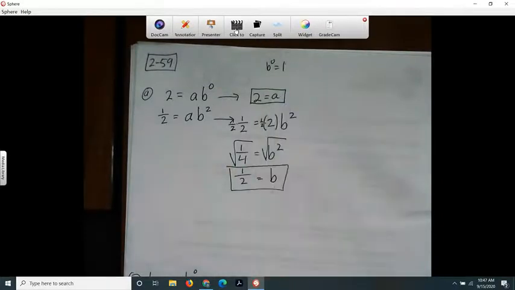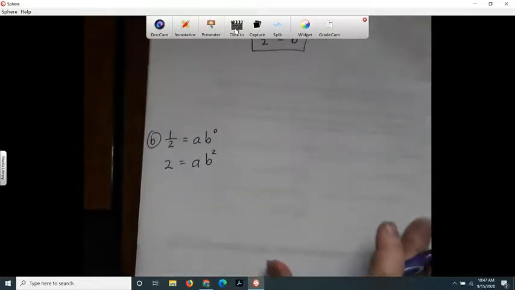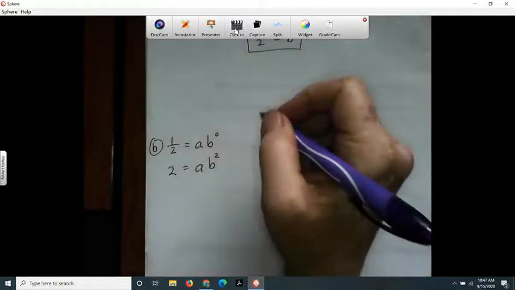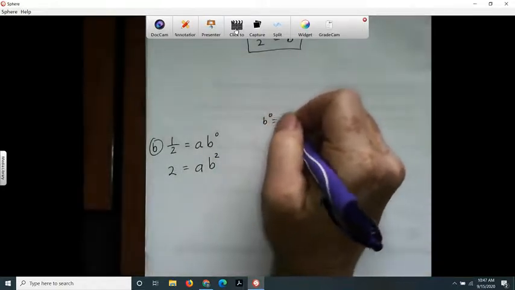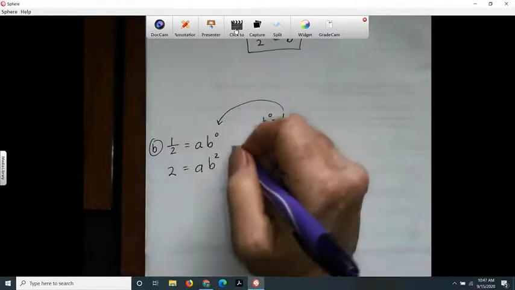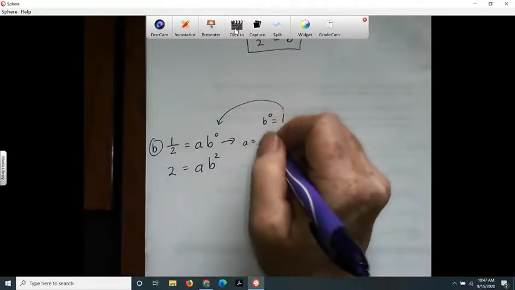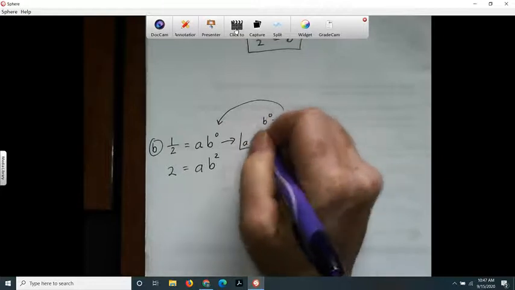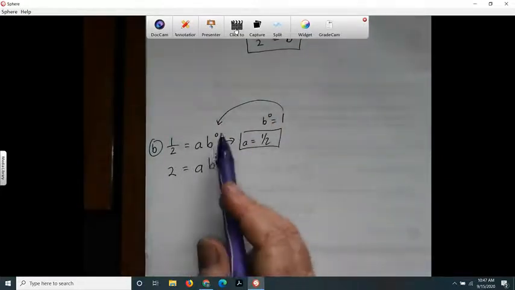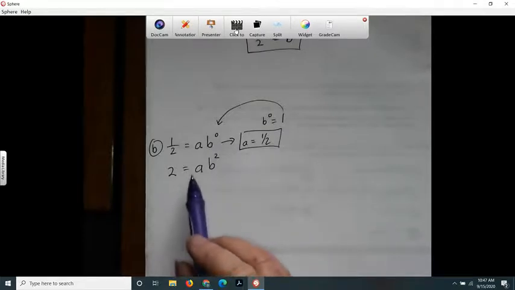Okay, and then similarly, I'm going to do this problem just about the same. I know b to the 0 equals 1. So if I plug that in for b to the 0, I have that a equals a half. And that's just simply because b to the 0 is equal to 1. Anything to the 0 power is equal to 1. And then I can plug a half in for a right here.